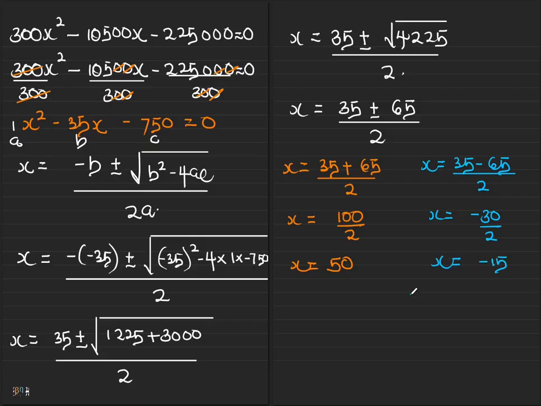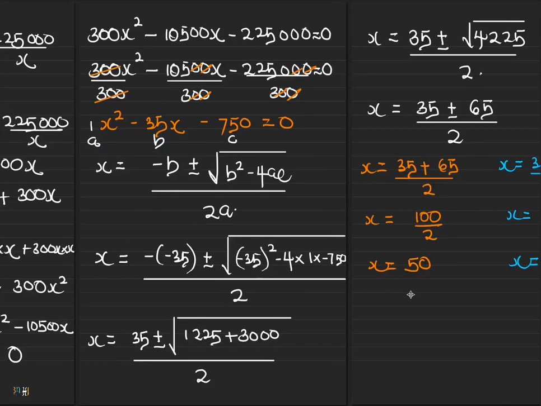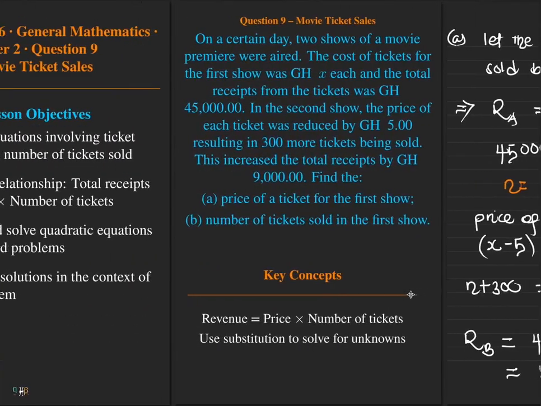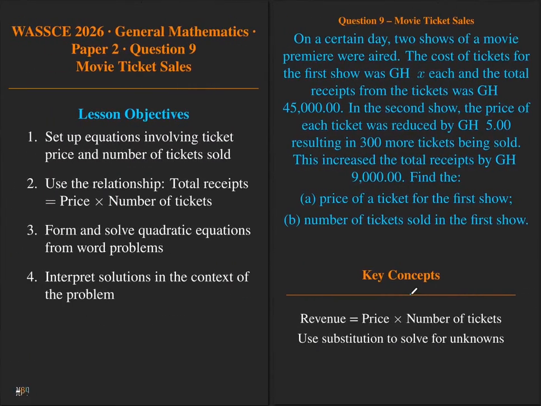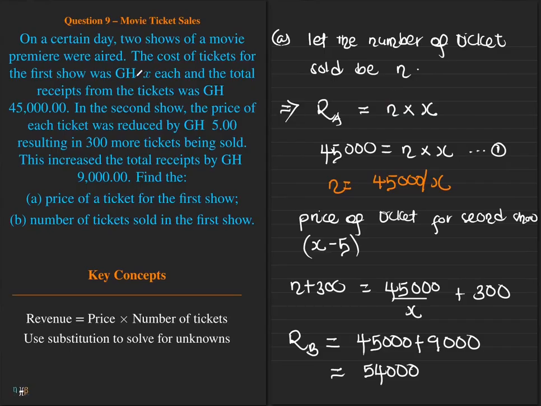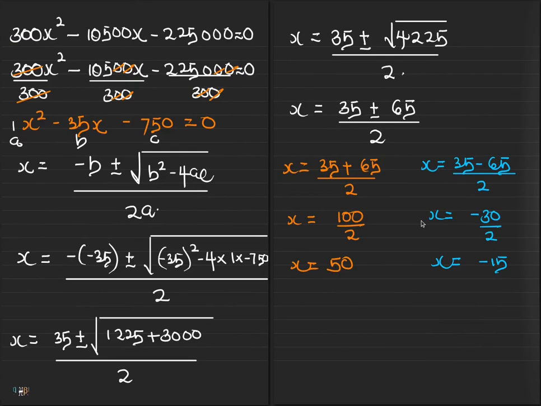But remember, what are we solving for? All that we've been doing so far, we are actually solving for the price. Remember, the x is the price, and price cannot be negative. You see, price cannot be negative. So we can conclude by saying, therefore, the price of a ticket for the show is what? The 50 cedis. As simple as that.